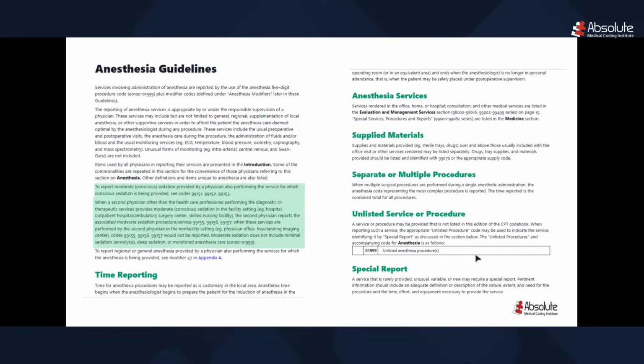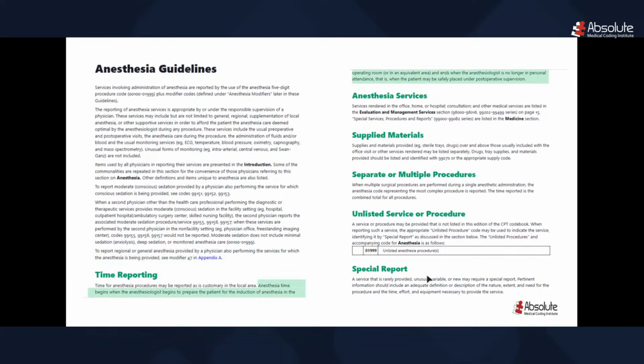Next, let's talk about the use of modifier 47. Here we go. Modifier 47 is used when the same physician performing the surgery also performs a regional or general anesthesia. And modifier 47 is appended to the surgical code and not to the anesthesia code. All right, so that's one of the guidelines you should keep in mind.